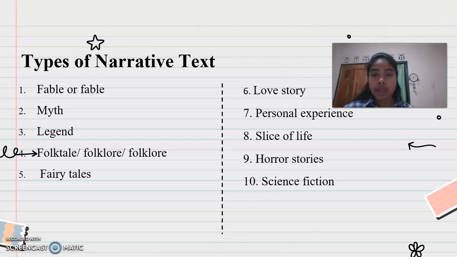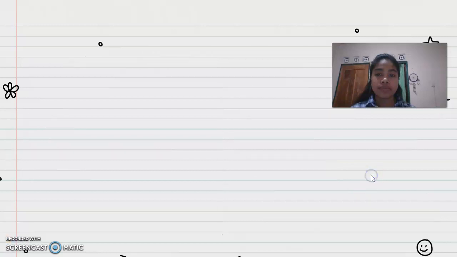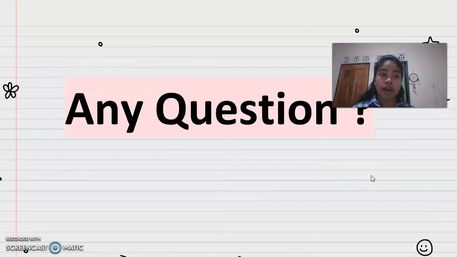So today we have learned about narrative text, the generic structure of narrative text, the language feature of narrative text, and the last one is the types of narrative text. Based on my explanation, I hope you understand. If you have any question, you can ask.